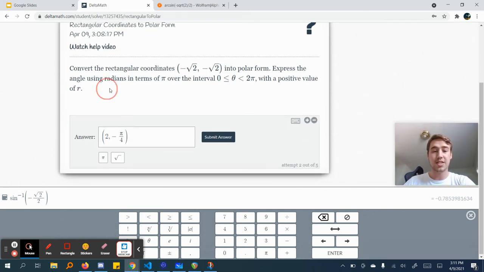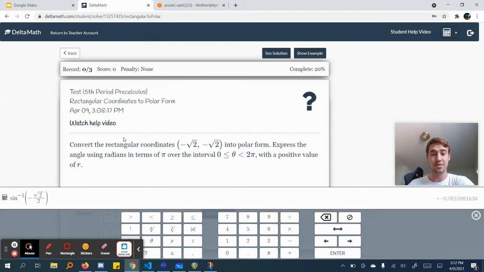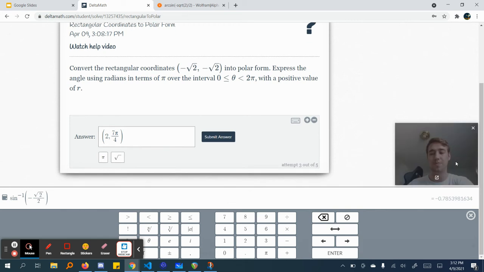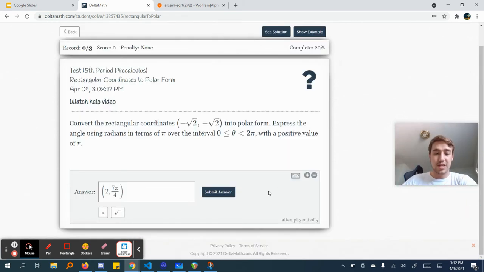It wants a positive value of r and a positive value of theta. So negative pi over 4 would be correct, but it actually wants that to be between 0 and 2 pi. So let's just add 2 pi to this. Instead of negative 1 of them, we'll get 7 of them, because 2 pi minus 1 over 4 is just going to be 7 pi over 4. And I seem to be making some kind of mistake. So we always love it when that happens.